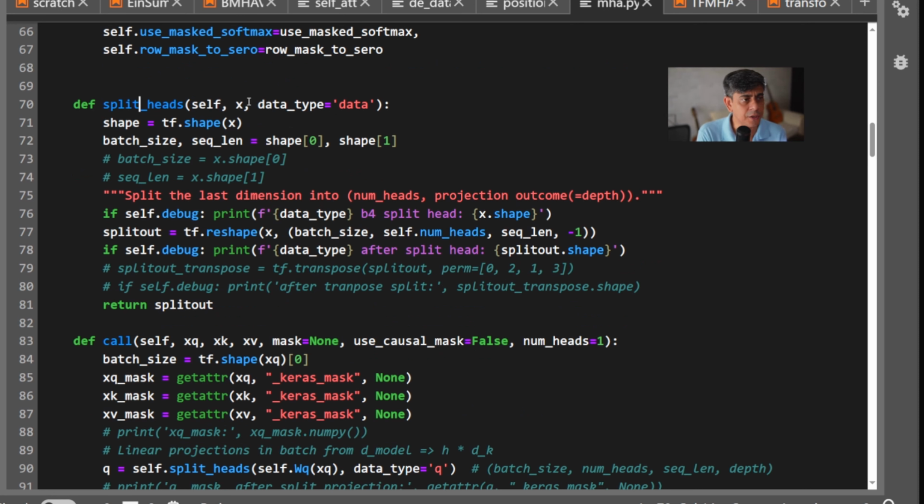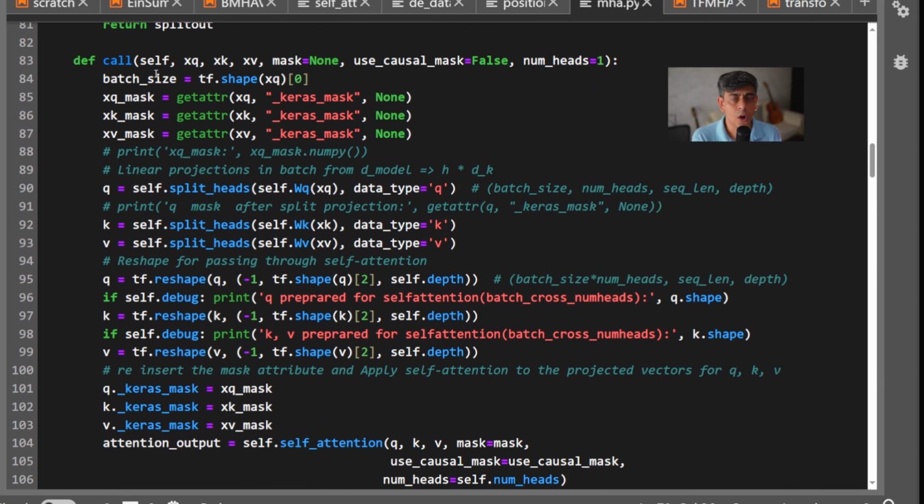This method takes one input x, then splits it by the number of heads. So here is the input data, and then the output shape will be batch size, the number of heads, then sequence length, and whatever is the remaining value. Which means if you have given 512, then that 512 will be divided between the number of heads and the 64. So 8 into 64, whereas sequence length and batch size will remain as is. That's what we are saying. Now you are going to the call, where the first thing to do is extract the mask information from the raw query, key and values.